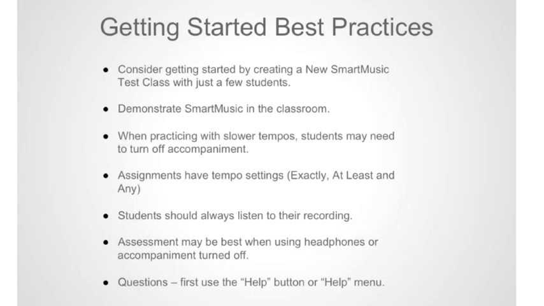Getting started, best practices. Consider getting started by creating a new SmartMusic test class with just a few students. Demonstrate SmartMusic in the classroom. When practicing with slower tempos, students may need to turn off accompaniment. Assignments have tempo settings: exactly, at least, and any. Students should always listen to their recording. Assessment may be best when using headphones or the accompaniment turned off. If you have questions, first go to the Help button at the bottom right corner of your pages, or go to the Help menu in the bar at the top menu.